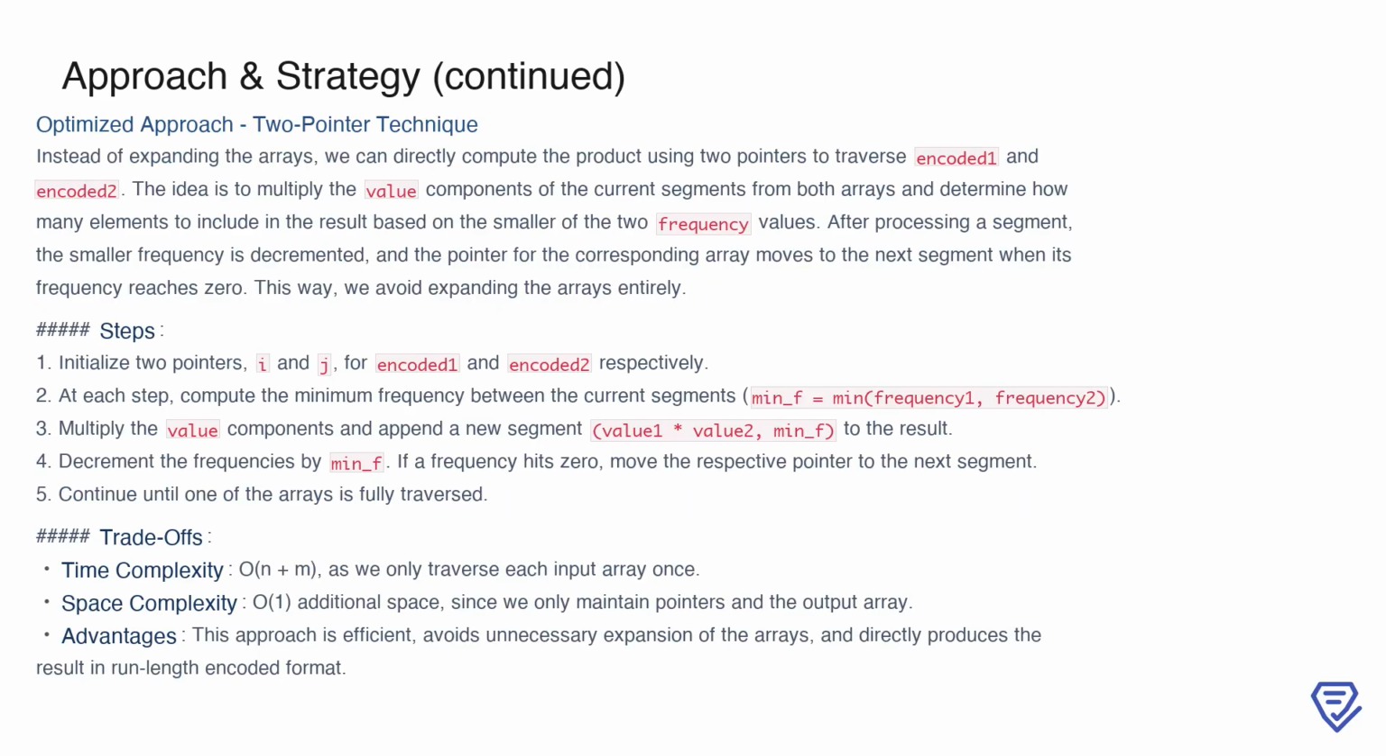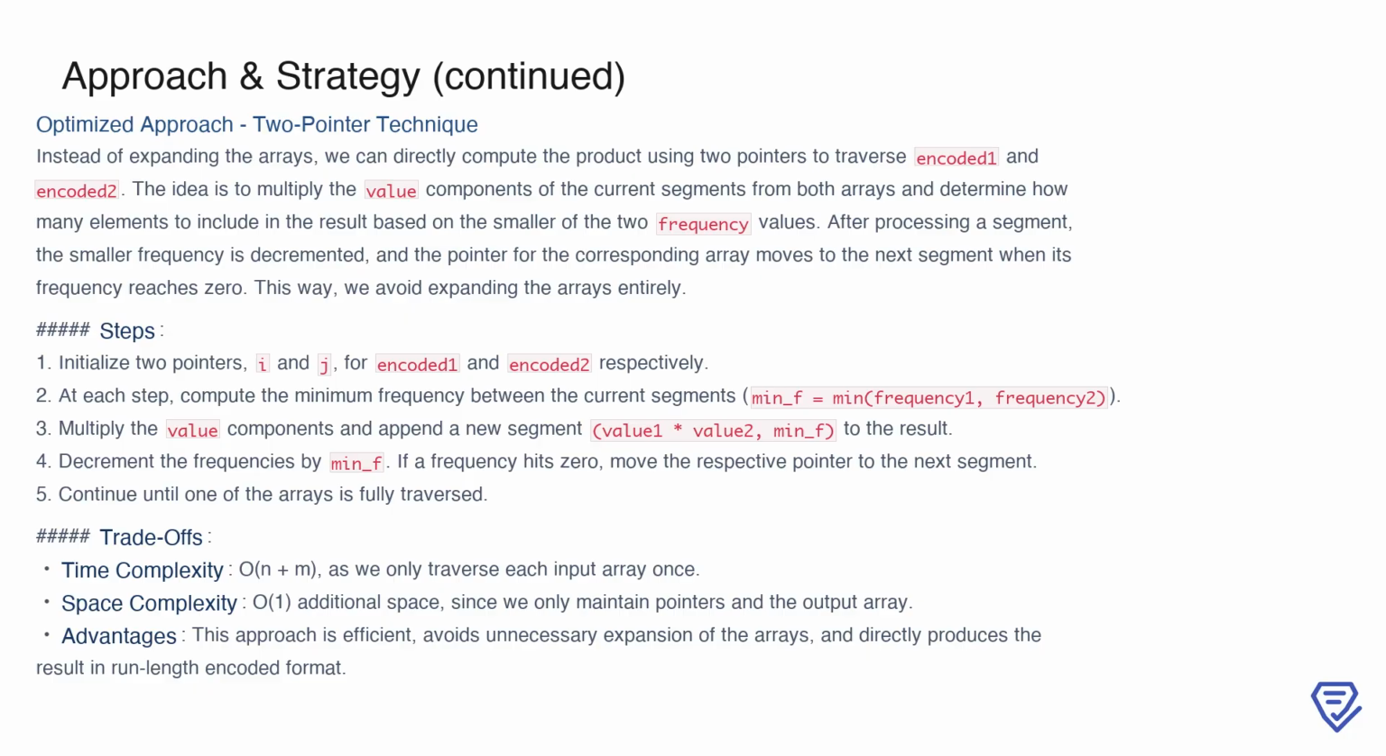To address the inefficiencies of the brute force approach, we turn to an optimized solution using the two-pointer technique. Here, instead of expanding the arrays, we process them directly in their encoded form. The key idea is to use two pointers to traverse the segments of the encoded arrays. At each step, we compare the frequencies of the current segments and compute the product of their values. We then determine the number of elements to include in the result based on the smaller frequency.